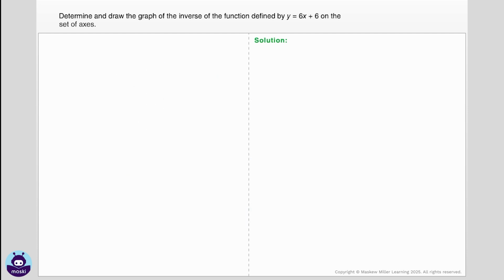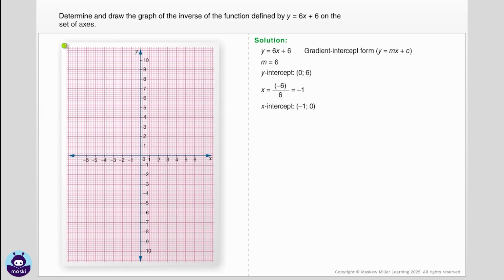We can draw the graph of the linear function on the Cartesian plane. Note that we have been given the equation of the linear function in gradient-intercept form. m equals 6, y-intercept (0, 6). We can determine the x-intercept by letting y equal 0. x-intercept (-1, 0). Therefore the points are (0, 6) and (-1, 0).